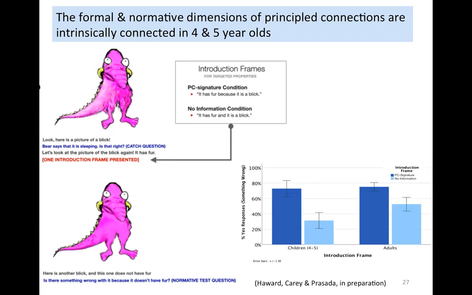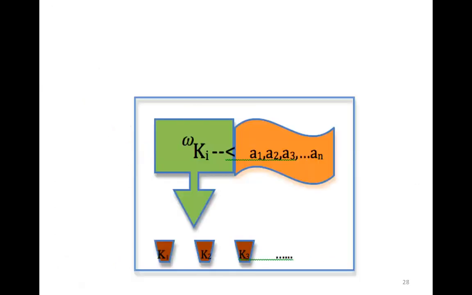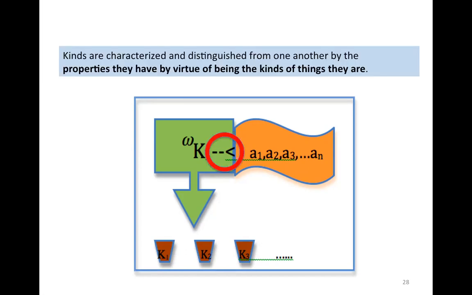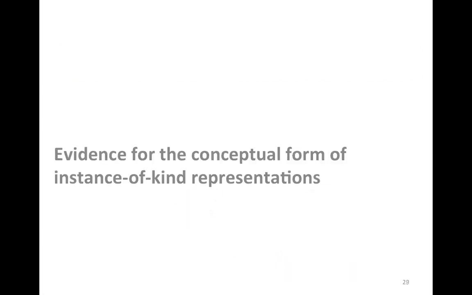So these data suggest that in fact, the formal structure of a kind concept includes in it principal connections, and principal connections have these distinct characteristics which allow us to characterize kinds and distinguish them from other kinds. Okay, so there you have some evidence concerning what the formal structure of the kind representation is.